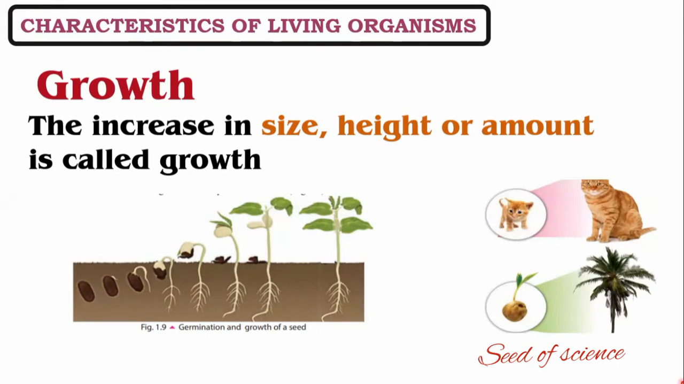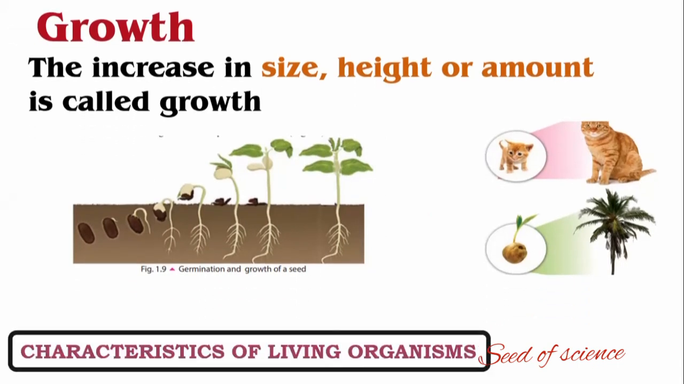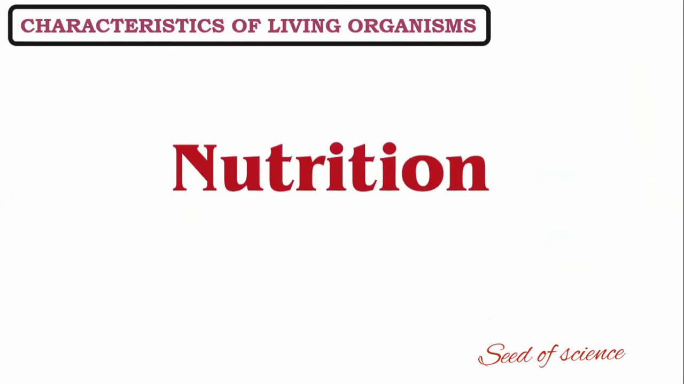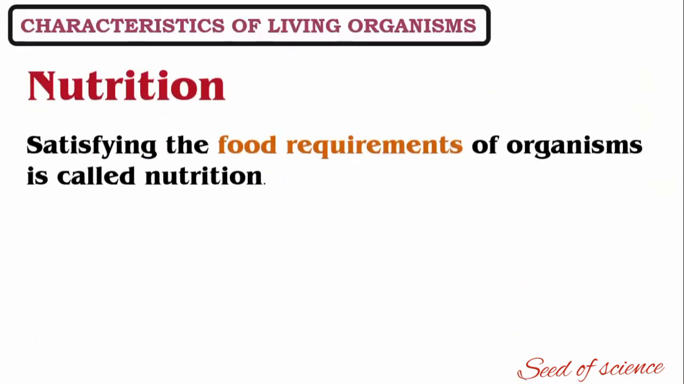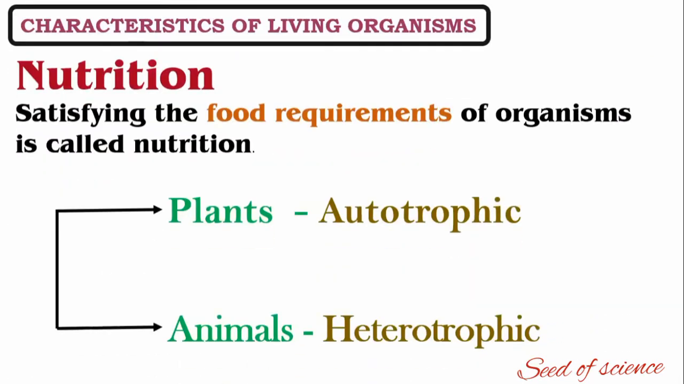And our next characteristic is nutrition, right? What do you know about nutrition? Normally, nutrition is how food affects the health of our body, right? Or we can say, obtaining the food necessary for our health and growth. So, nutrition is satisfying the food requirements of an organism. Let's talk about the food requirement in plants and animals.